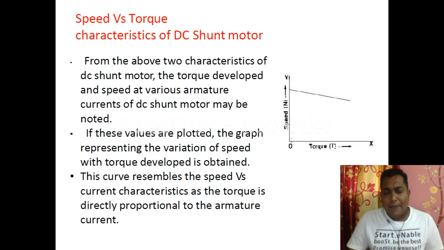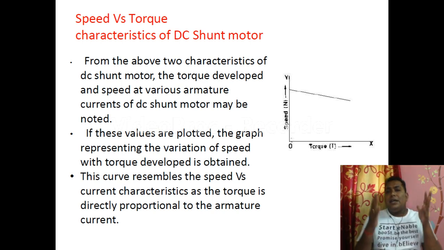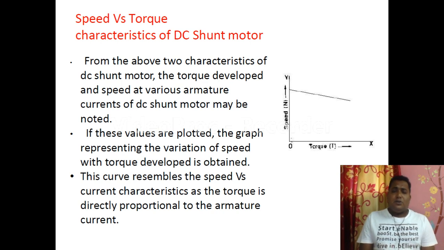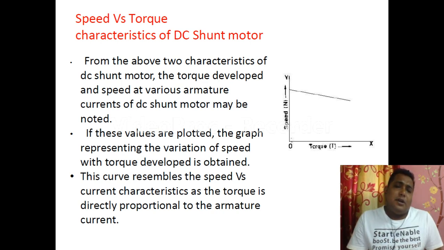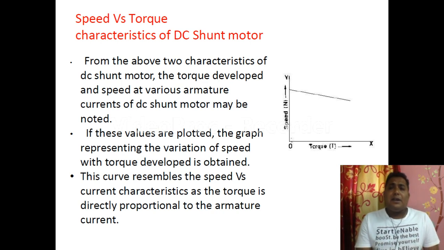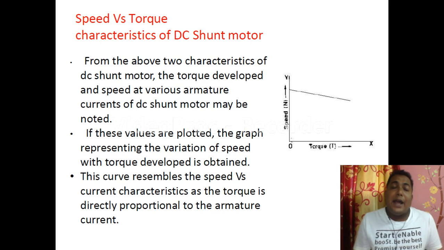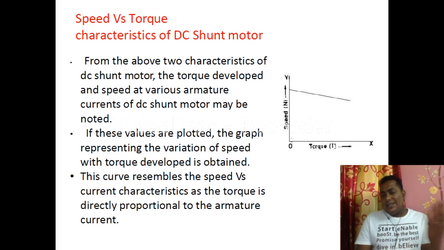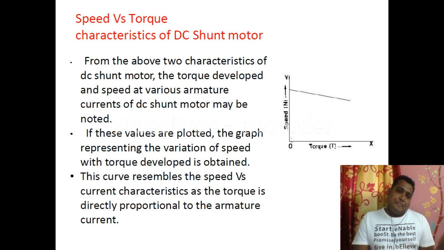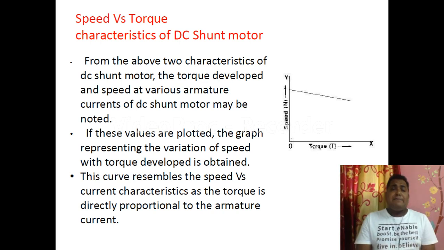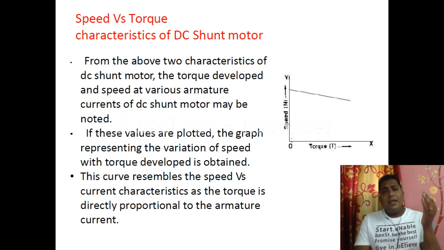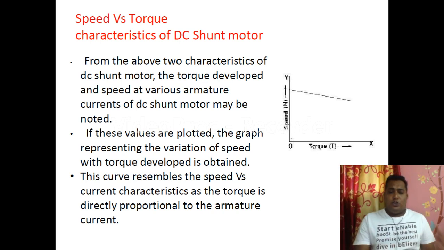Whatever I have already told you is written over here in gist form. You have to understand why the characteristics are like this. You don't have to just remember that the line is like that. Why this is happening is very important, so you have to understand that concept. These are the three characteristics we have done for the DC shunt motor. The same three characteristics we are going to do for the DC series motor also. Okay, so let us see.